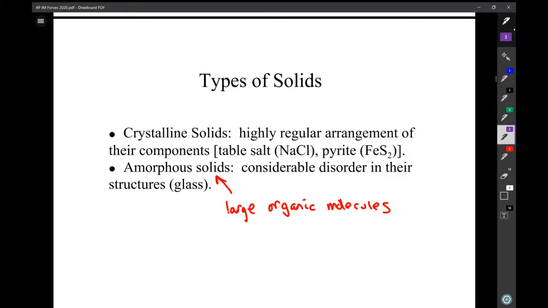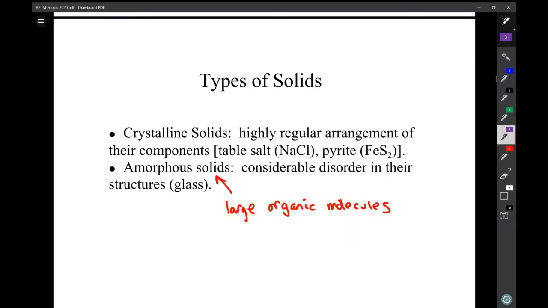All right, so we're going to talk about different types of solids, or types of solid structures. Obviously everything that turns into a solid falls under one of these categories. A type of solid can be broken down into two main groups: crystalline solids and amorphous solids.